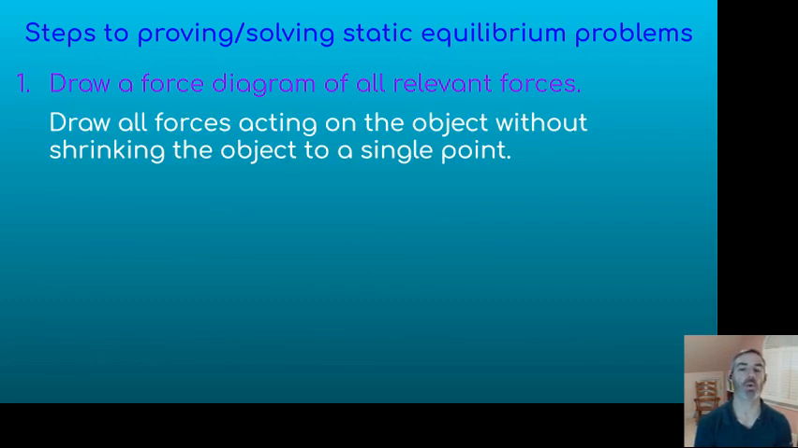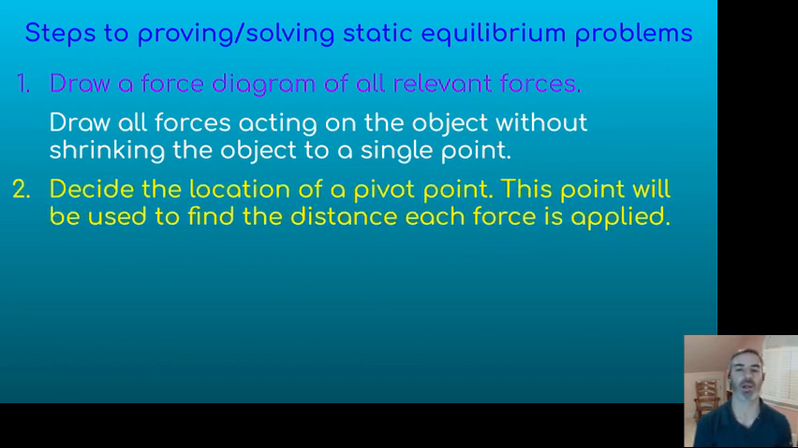We're going to draw all forces acting on the object where they actually act on the object. So we would draw a picture to represent the actual object and draw forces not all coming from that same point. Then we're going to decide the location of a pivot point. This is the point we're going to use to find distances for each force that's applied. And it doesn't matter where we choose the pivot point.